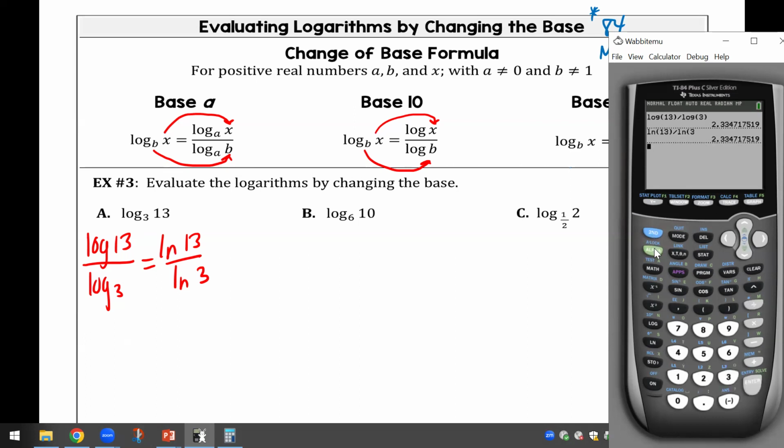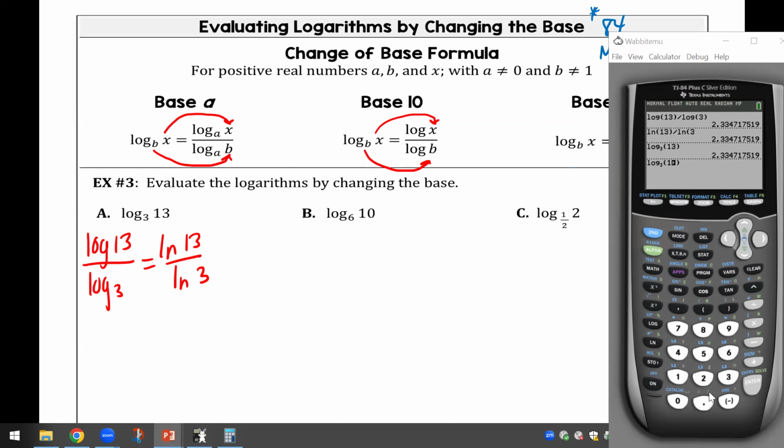If I did Alpha Window 5 and I type in 3 and 13, what do you notice? It's the same, okay? I repeat again, it doesn't matter. If I go to math, arrow up to log base, again, however you get there, however you type it, the value is going to be the same.